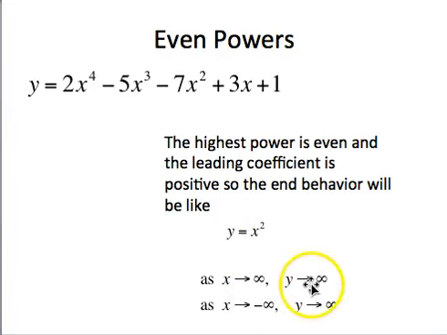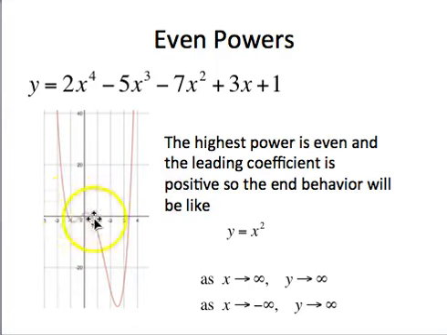As x goes to positive infinity, y gets very, very large. As x goes to negative infinity, y gets very, very large. So the end behavior of this is like the U. Now notice the intermediate behavior is going to change. It's going up and down, up and down. All kinds of crazy things can happen in between. But at the far tails of the graph, it will behave like y equals x squared, because the highest power is even with a positive coefficient.